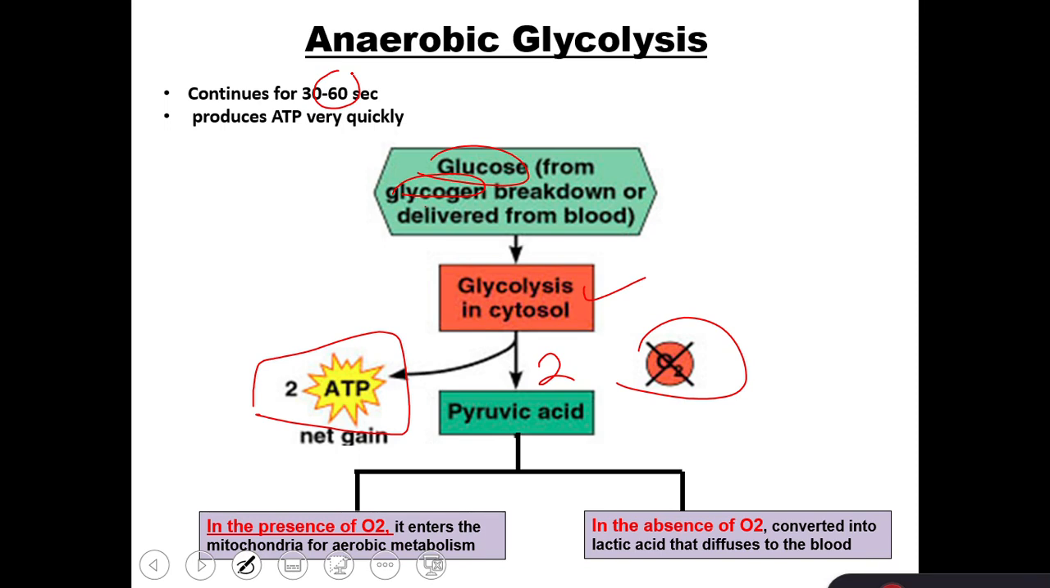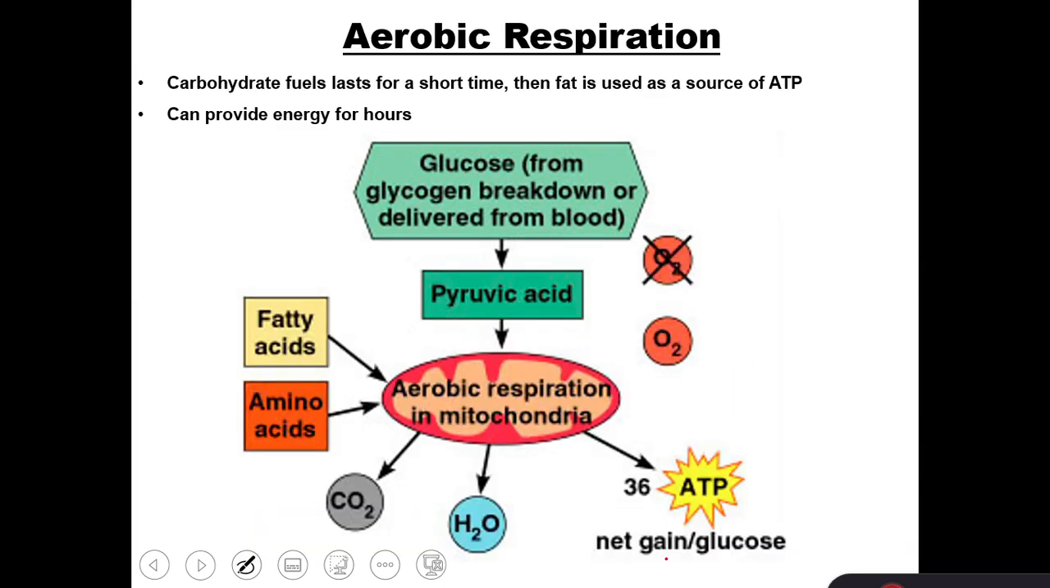Okay, so the pyruvic acid resulting from the glycolysis process has two fates. In the presence of oxygen, the pyruvic acid enters the mitochondria for the aerobic respiration. If there is no oxygen, it is going to be converted into lactic acid that diffuses to the blood. Suppose you are at the beginning of your exercise and you have oxygen. Then the pyruvic acid enters inside the mitochondria.